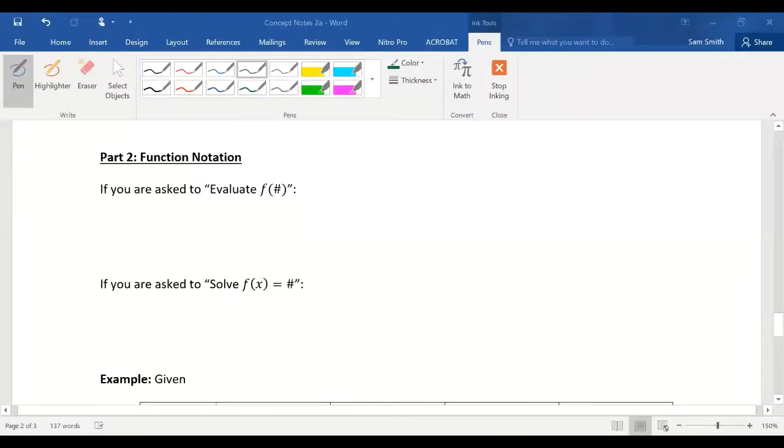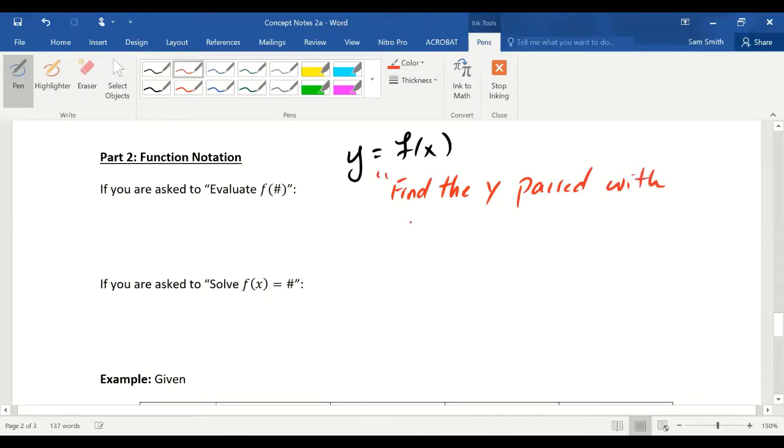When y is a function of x, when you're in the situation of y equals f of x, this function notation affords us a really convenient shorthand to ask some common questions that come up all the time. For example, suppose that you want to find the y that corresponds to a particular x value. Find the y paired with, maybe I'm interested in the y that goes with x equals 2.